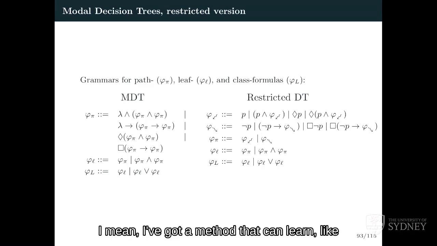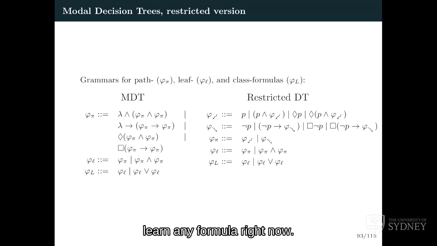I mean, I've got a method that can learn any formula. Right now, if I implement it in that way, it may not be as efficient as it should be to deal with real problems. I don't want to wait for that. Let's dial it down a little bit and see what happens. Now that I have a restricted decision tree, what I can do is put it in the real world.